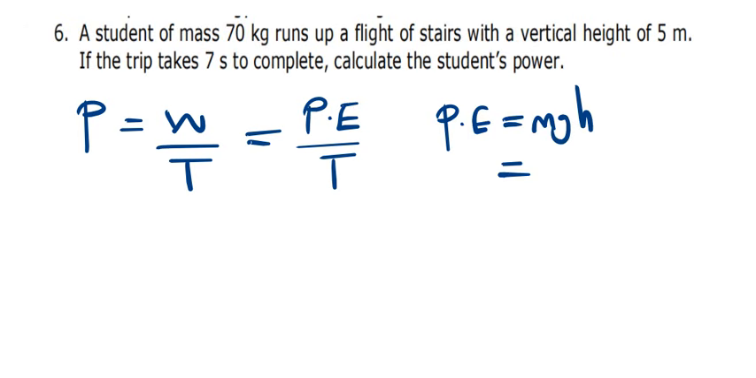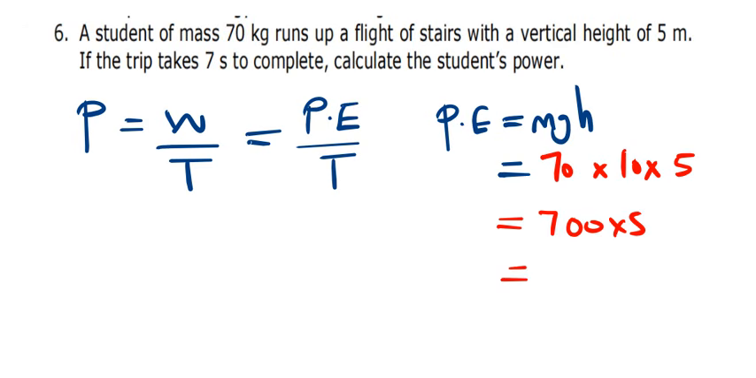Now what is the mass? We've been given a mass of 70 kg, multiplied by the acceleration due to gravity of 10, multiplied by the height. The height in this case we've been given as 5 meters, so we're just multiplying 70 multiplied by 10, that is 700, multiplied by 5. 7 multiplied by 5, that is 35. Then I've got 2 zeros, so this will be 3,500 joules.